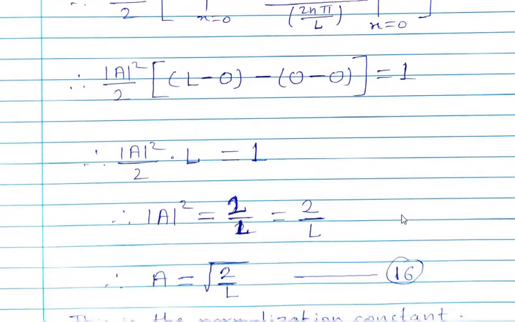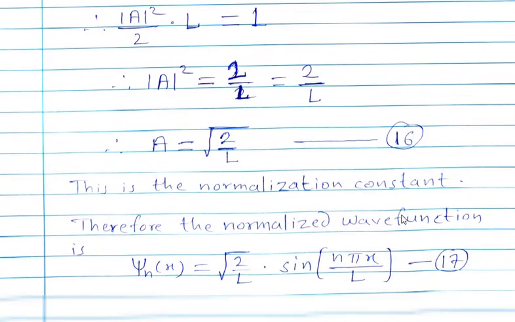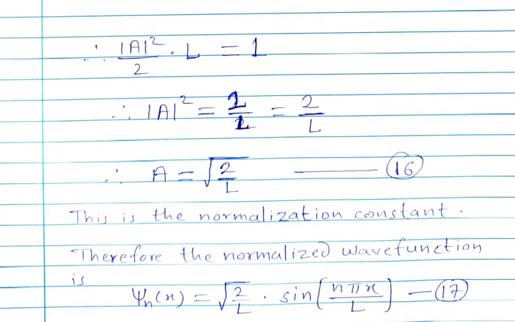Now we can express this as mod A squared by 2 times L equal to 1, and hence mod A squared comes out to be 2 by L. It comes out to be 2 by L, and hence the value of A will be root 2 by L. This value of A is known as the normalization constant.